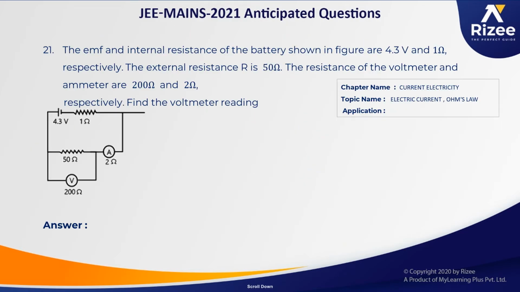Now coming to your next question, question number 21: the EMF and internal resistance of the battery shown in the figure are 4.3 volts and 1 ohm respectively. The external resistance R is 50 ohms. The resistances of the voltmeter and the ammeter are 200 ohms and 2 ohms respectively. Find the voltmeter reading, he is asking. So when you sort this out, you can say that the 50 ohms external resistance and the voltmeter are in parallel.